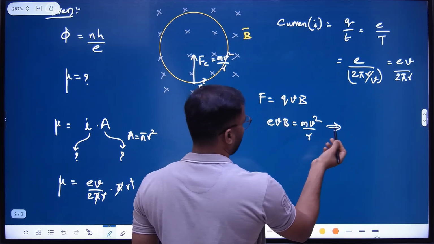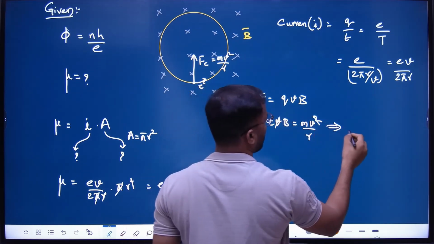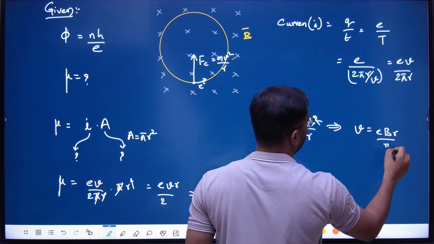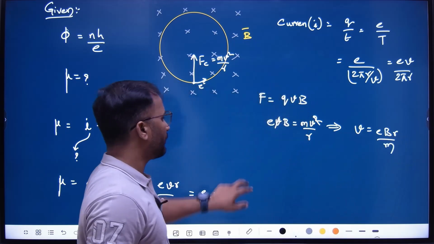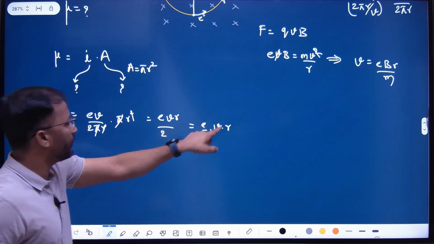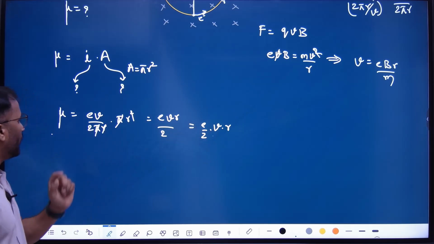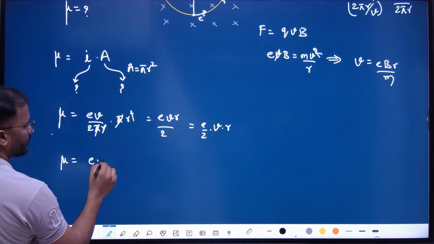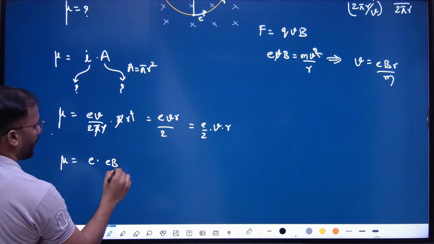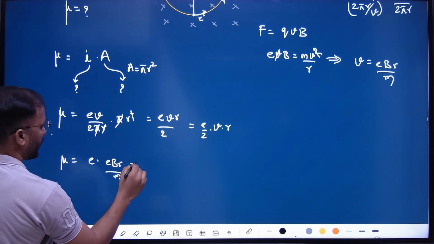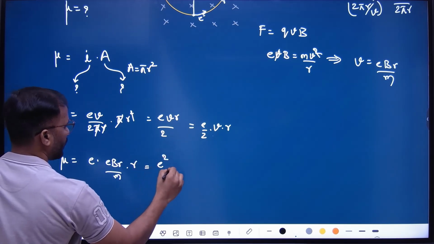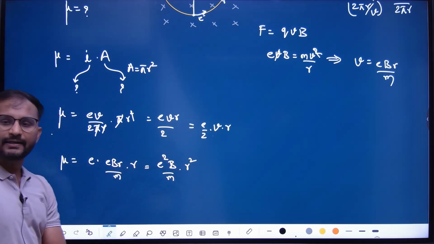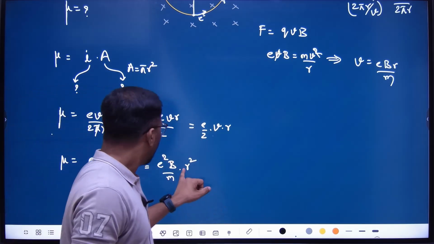V gets cancelled, so v is equal to eBr by m. I can substitute that into my original mu. So let me substitute that. Mu is equal to e times eBr by m times r. So that is e square B by m into r square, right? Into r square.